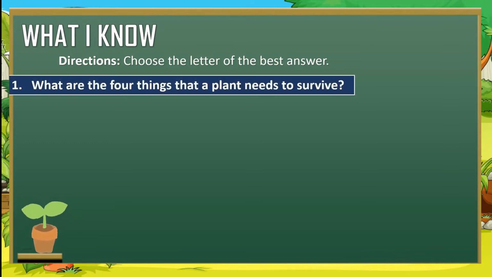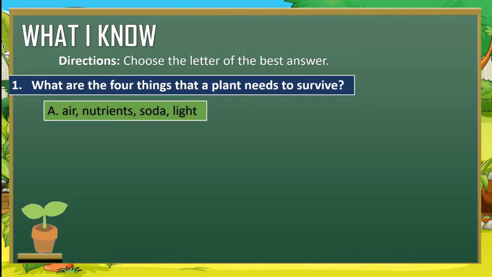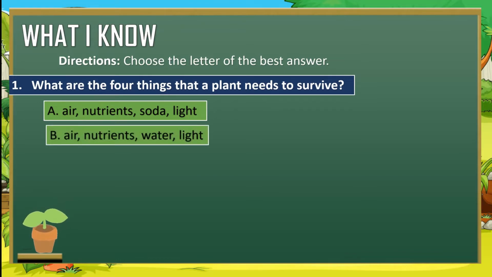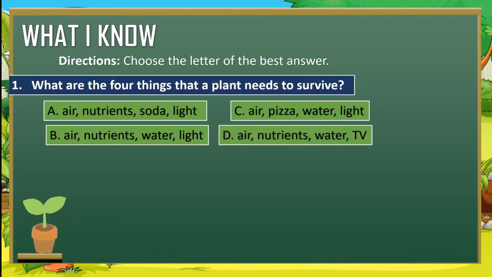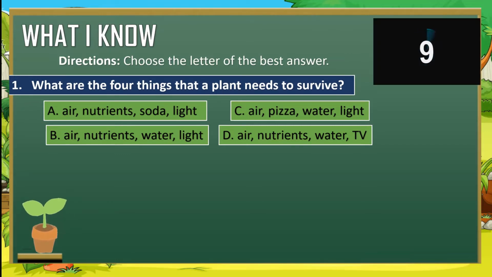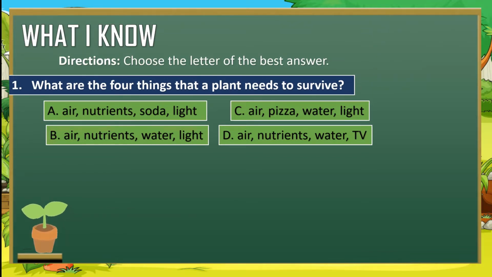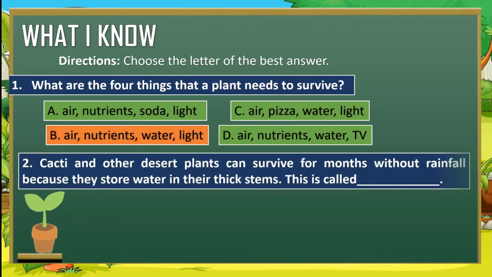Number 1. What are the 4 things that a plant needs to survive? A. Air, nutrients, soda, light. B. Air, nutrients, water, light. C. Air, pizza, water, light. D. Air, nutrients, water, TV. Timer starts now. The answer is B.